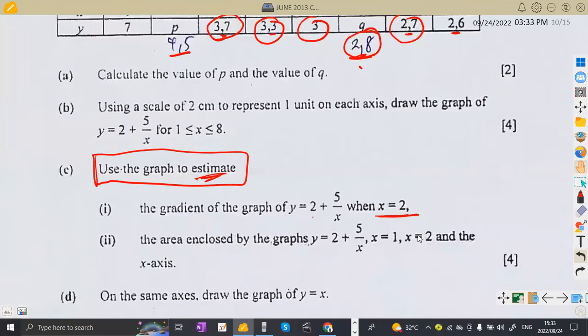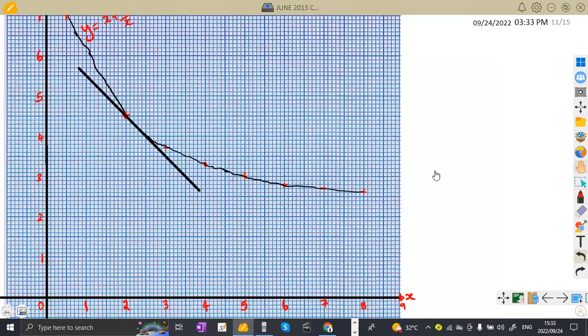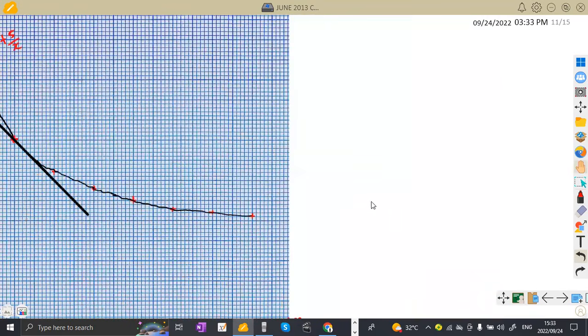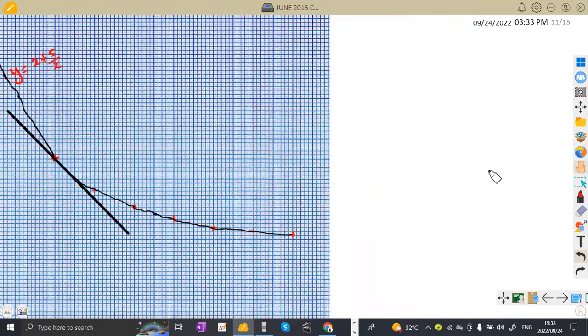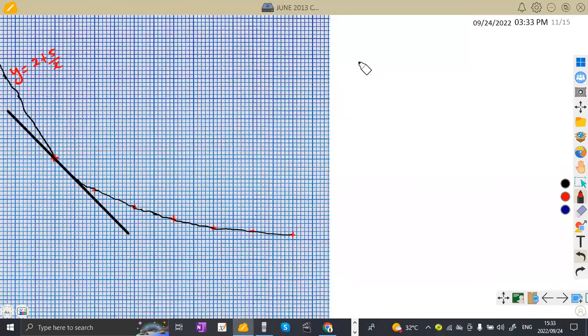When x is equal to 2, the value is already there: 4.5. So make sure it's your reference point. Okay, so you've got (2, 4.5). I'm just going to write it aside here. Which item is it? Can I cross-check the item? So this is item C1. So you could see item 1 here. So you need the gradient.